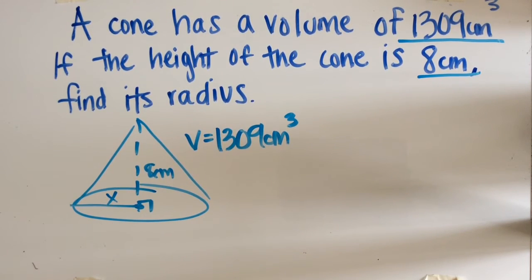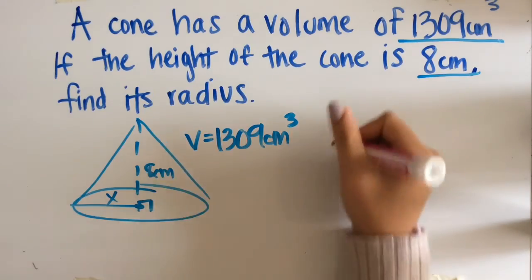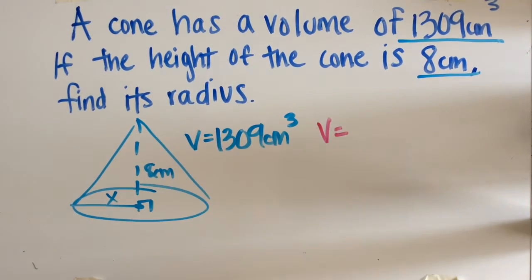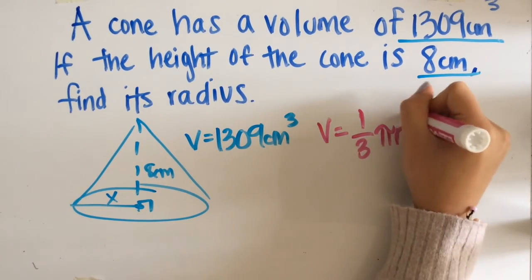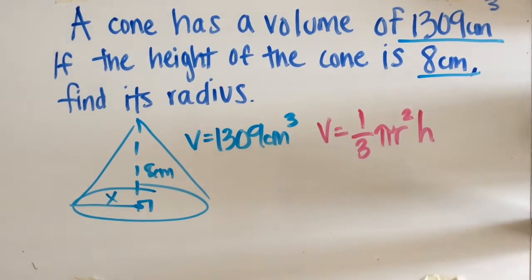So all I need is the volume formula, because I have two very important pieces of information, the height of the cone and the volume of the cone. And we have a formula that has those two pieces of information, right? That is the volume equals 1/3 pi r squared times the height of the cone. So I'm just going to plug in the things I know.